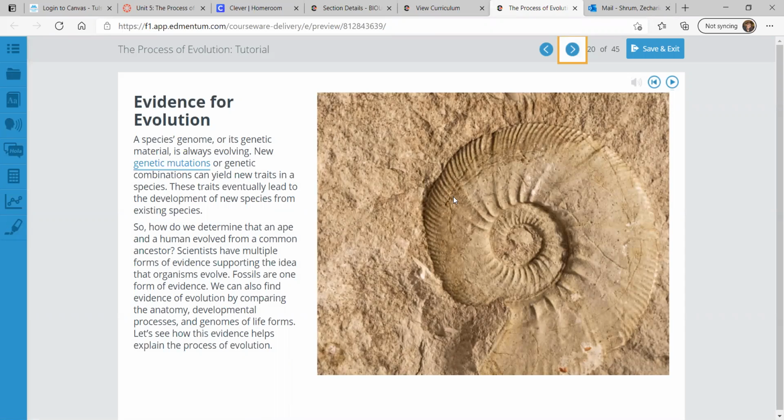We just left off right before the evidence for evolution section, and so we're going to talk about evidence. What evidence is there for this scientific theory of evolution? We actually have a picture here.